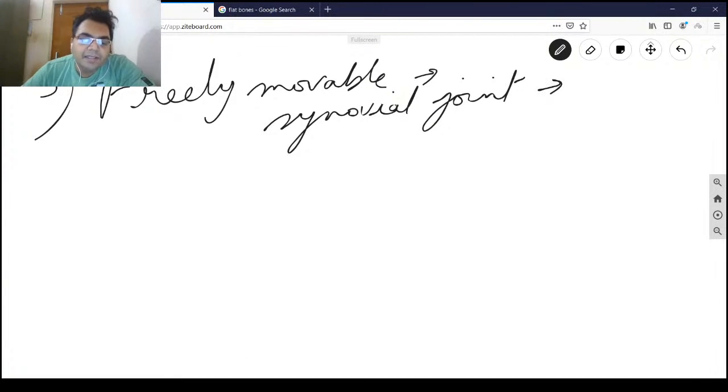Okay, because what you have is something known as completely freely movable. I had shown to you the synovial joint. You have that capsule, you have those articulating bones. The joints are known as articulations. Now the bones do not collide with each other.